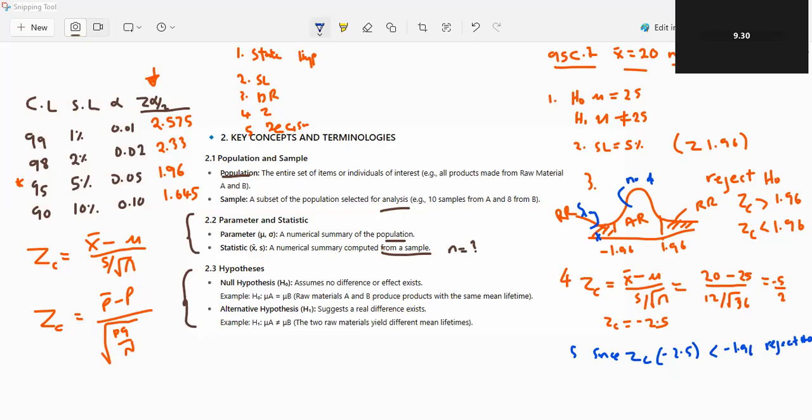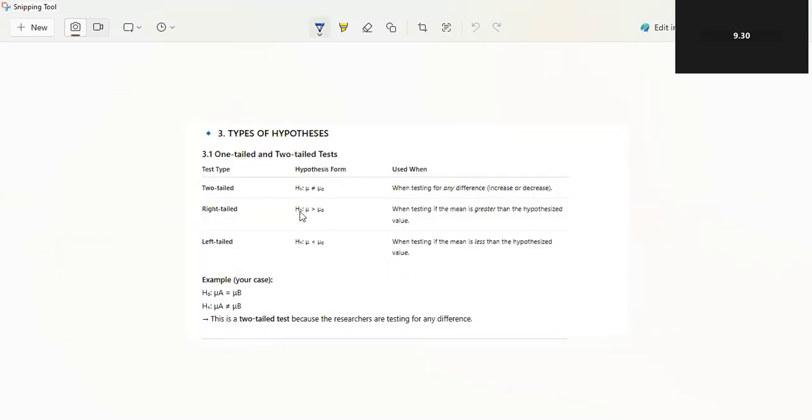So there are two types of hypothesis. We have what we call a two-tailed and a single-tailed test. When we're dealing with a two-tailed test, the sign that we use is equal to. For the one-tailed test, we use a sign which is greater. So a two-tailed test is used when you're testing for any difference, can be an increase or a decrease.